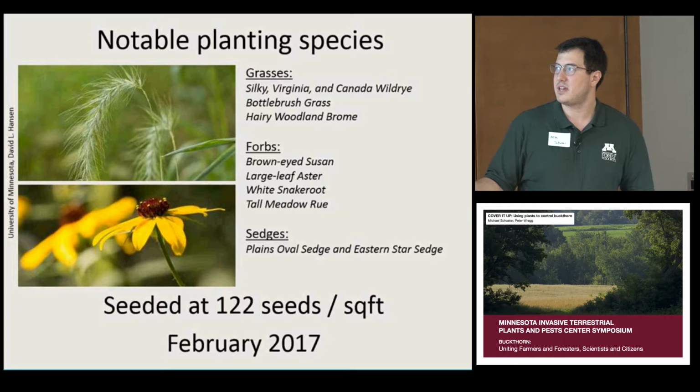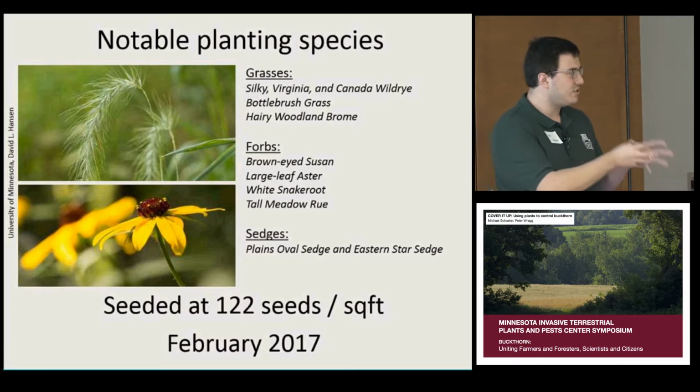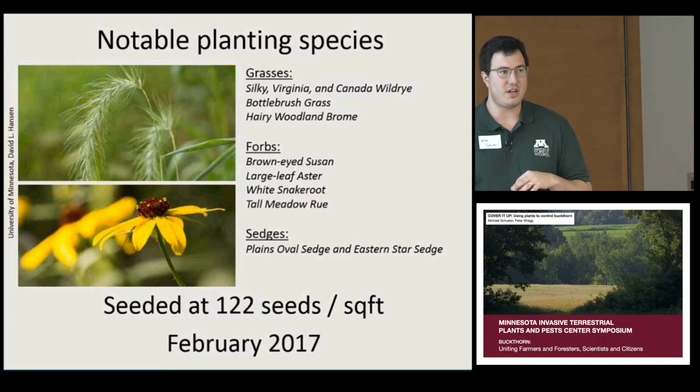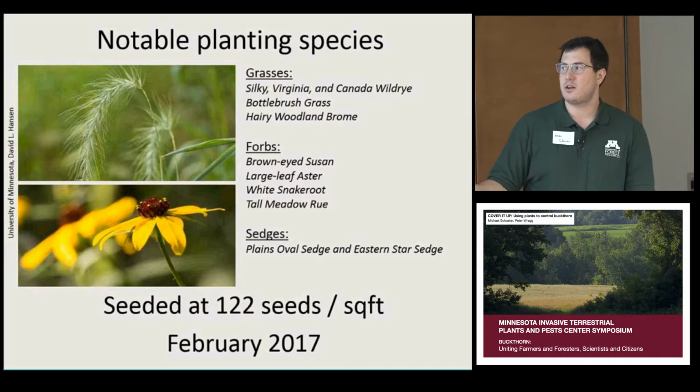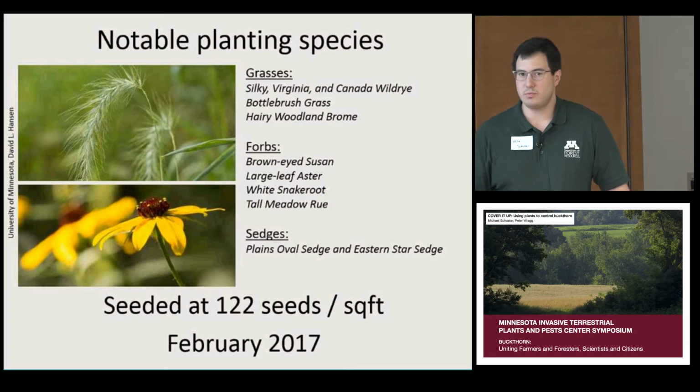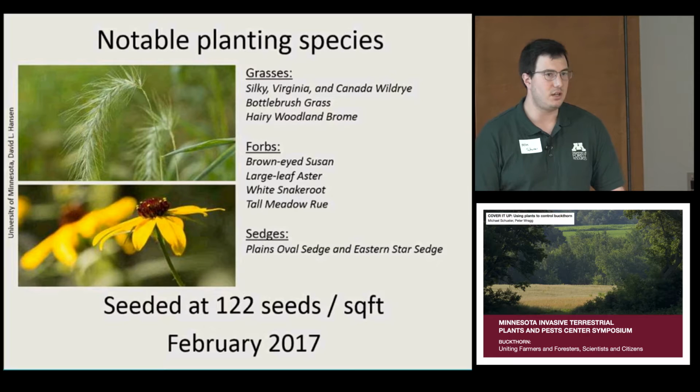These are species that we selected, A, because they're either included in existing restoration mixes, or because we hypothesized that they're able to produce heavy shade that might get us into the exclusion zone. And overall, this mix was seeded at 122 seeds per square foot, again looking for that high propagule pressure to really make sure we get an established herbaceous layer. And we seeded it in February of 2017, so just a few months ago.